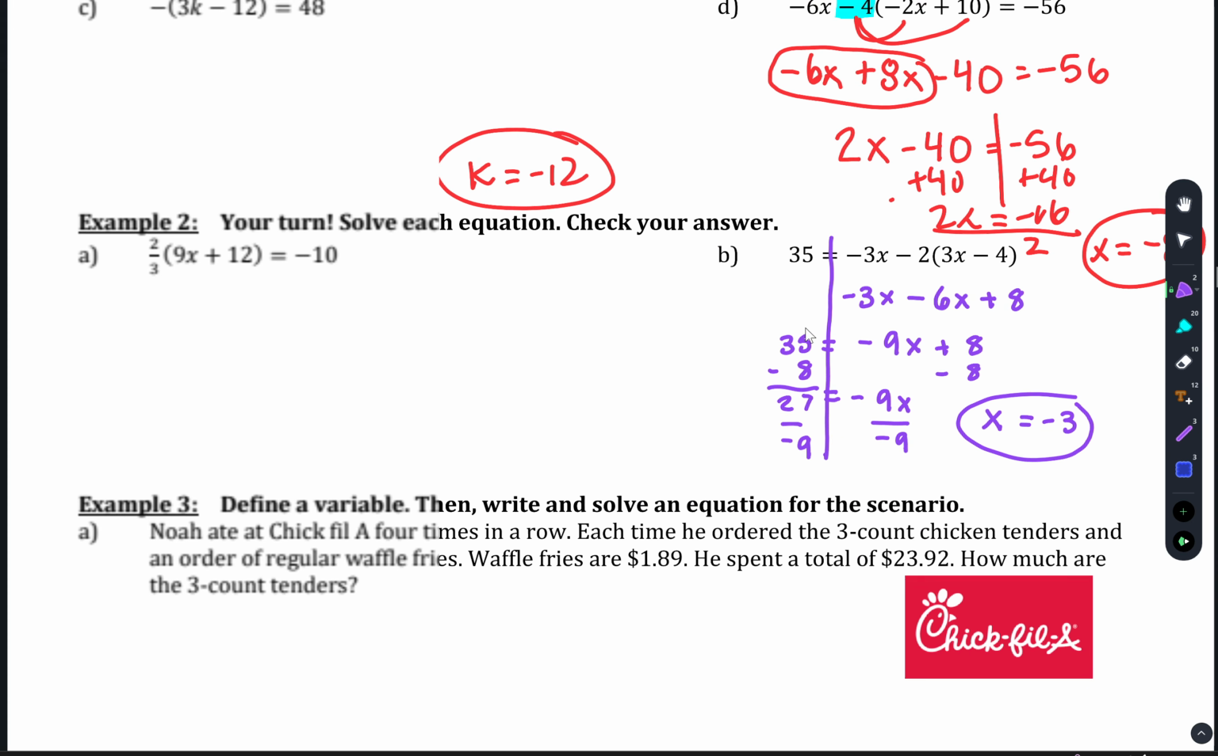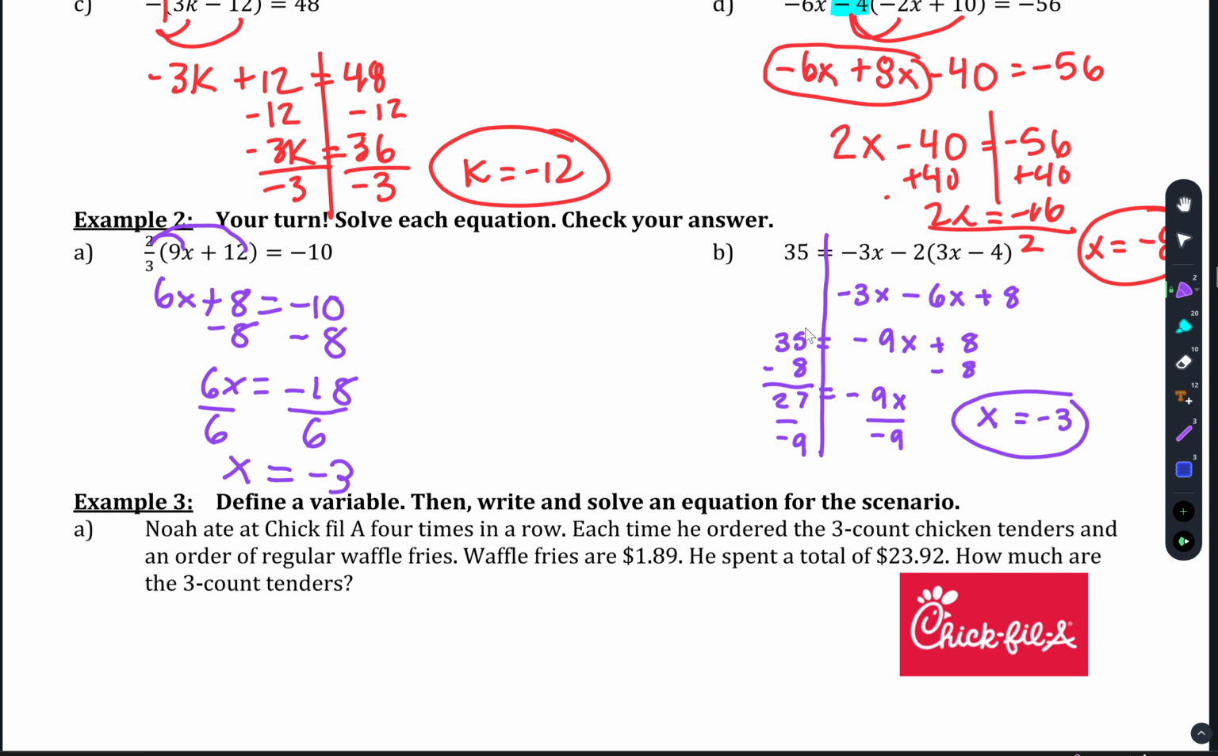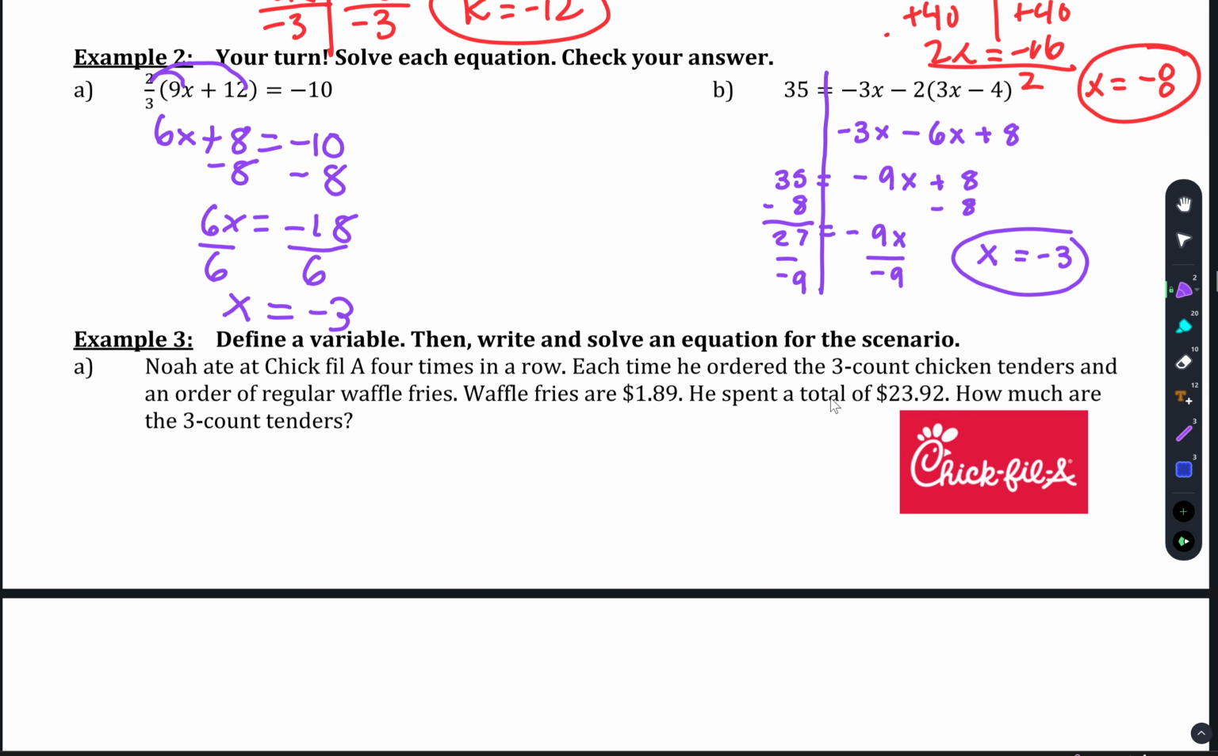All right, there's these two. Any questions on these guys? We're going to real quickly go through example 3 here, which is our word problem. Today we're going to Chick-fil-A. All right, Noah ate Chick-fil-A 4 times in a row. Each time he ordered the 3-count chicken tenders and an order of regular waffle fries. Waffle fries cost $1.89. He spent a total of $23.92 over the 4 days. How much are the 3-count chicken tenders?